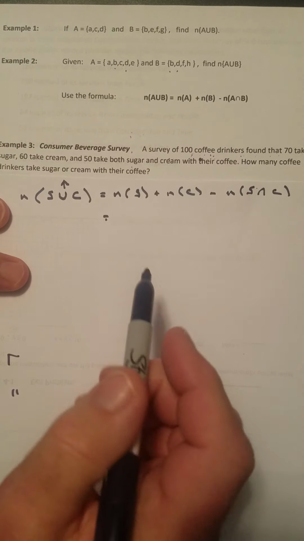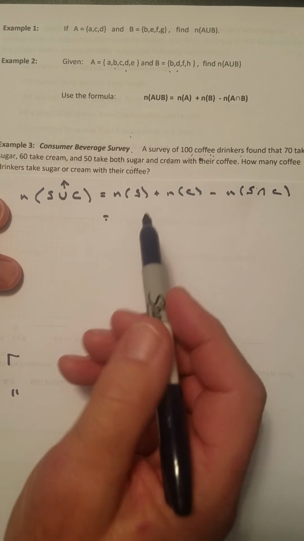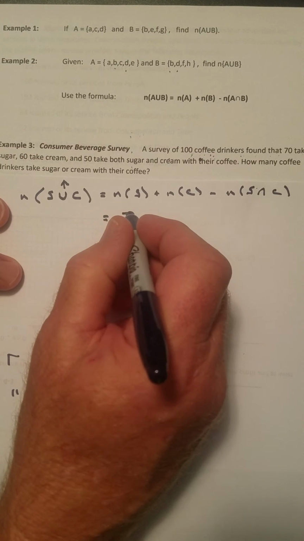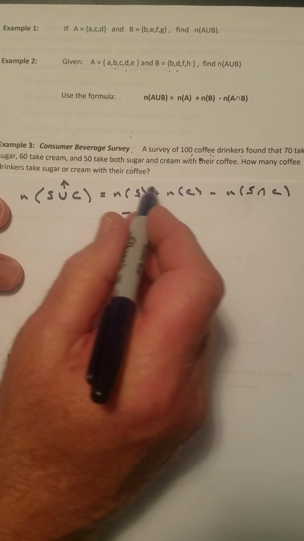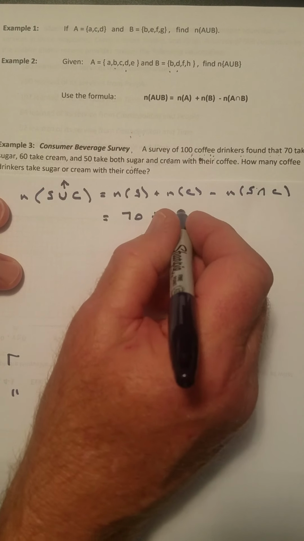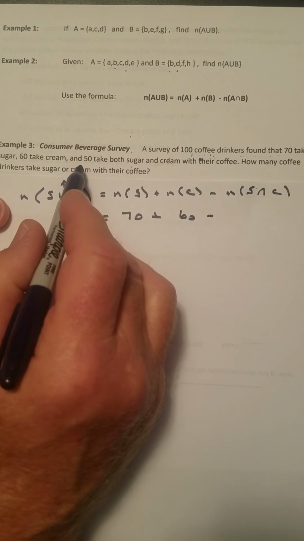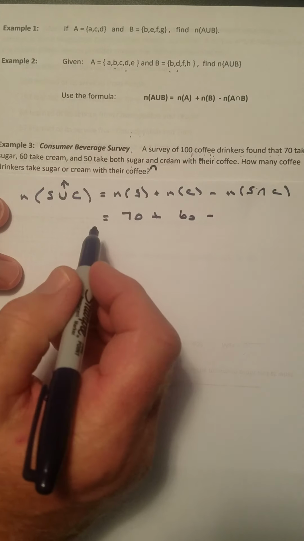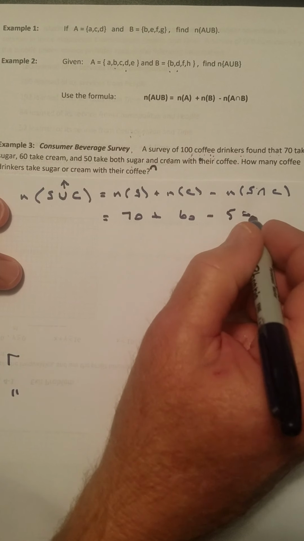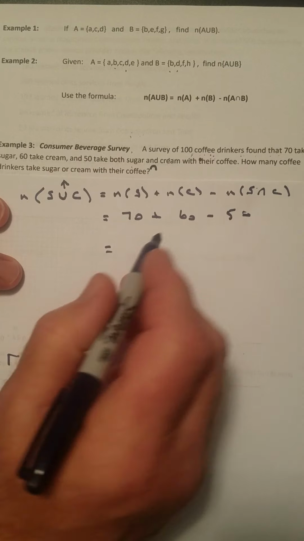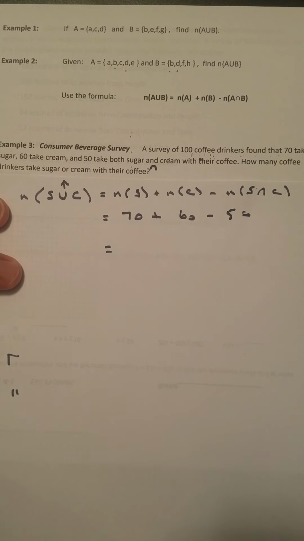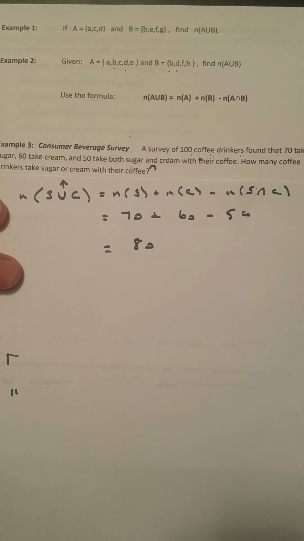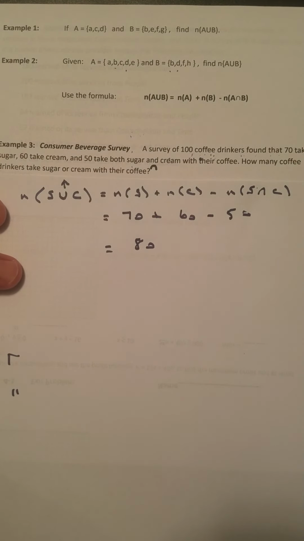Okay, so let's look at it. 70 take sugar. How many take cream? 60. And 50 take both. That's sugar and cream. Remember, that means intersection. So minus 50. So I'm going to take 70 plus 60 is 130, and 130 minus 50 is going to be 80. So there's 80 people that take either cream or sugar or both.